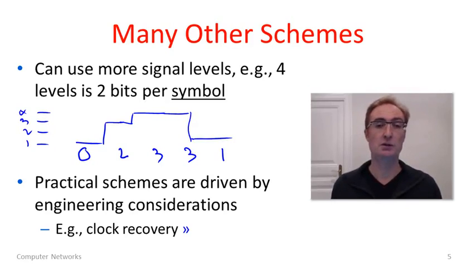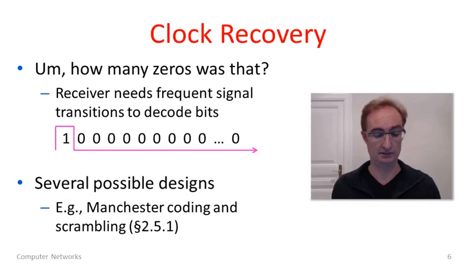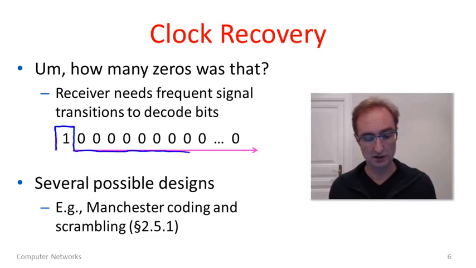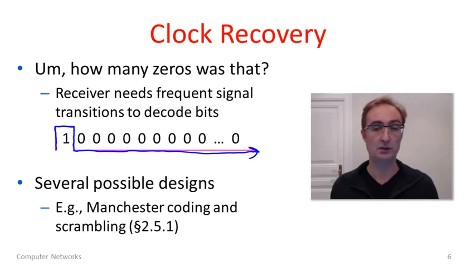The schemes which are used in practice are very much driven by engineering considerations for how you get this to work. I'm going to talk about one of those considerations, which is called clock recovery. So for clock recovery, here's an example of the problem. Imagine that we have this NRZ signal here. Here it is, a 1, and then a 0, a 0, a 0, a 0, lots of zeros, a big long run of zeros. If you are the receiver, you see this signal, but you don't see the bits, of course. Your job is to work out what the bits are. So it's clearly a 1, and then how many zeros is it?